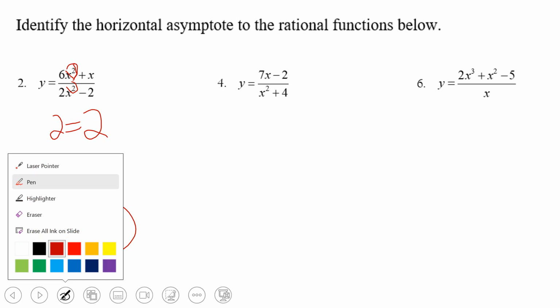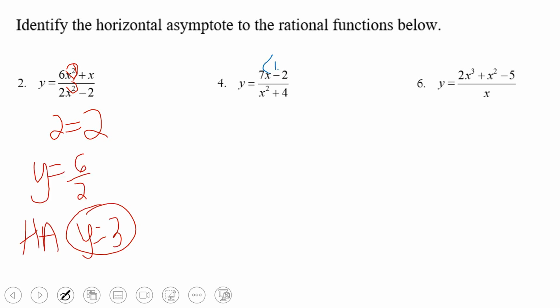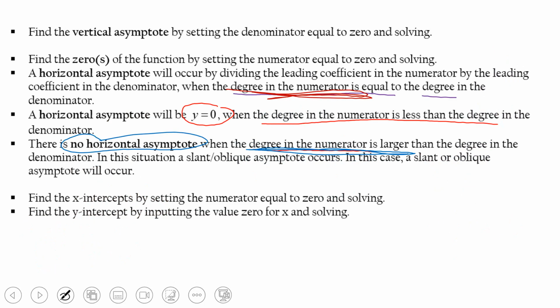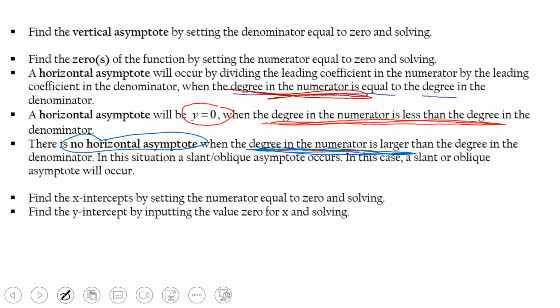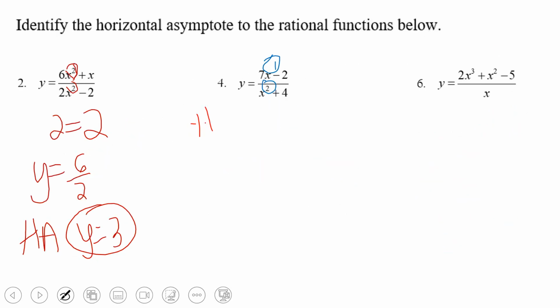Let's look at example number 4. We have a degree of 1 in the numerator and a degree 2 in the denominator. So the numerator is less than the denominator. When the degree in the numerator is less than the degree in the denominator, we will always have a horizontal asymptote of y equals 0.